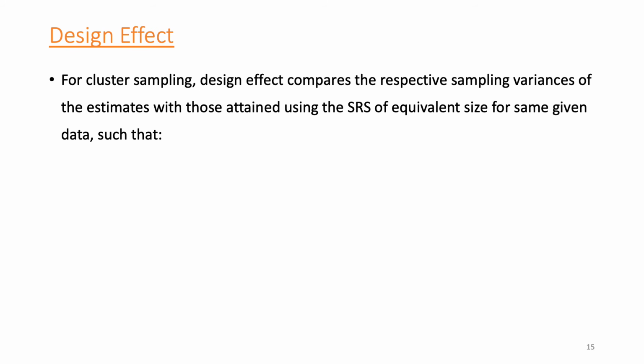Now what is design effect? For cluster sampling, design effect compares the sampling variance of the estimates with those attained using SRS of equivalent size for the same given data, such that the DEF, that is the design effect, is equal to variance of population mean of cluster sampling divided by variance of population mean of simple random sampling. This is similar to what we have done for stratified sampling and systematic sampling, where the design effect for stratified sampling is variance of stratified sampling divided by variance of SRS, and for systematic it is variance of systematic divided by variance of SRS.